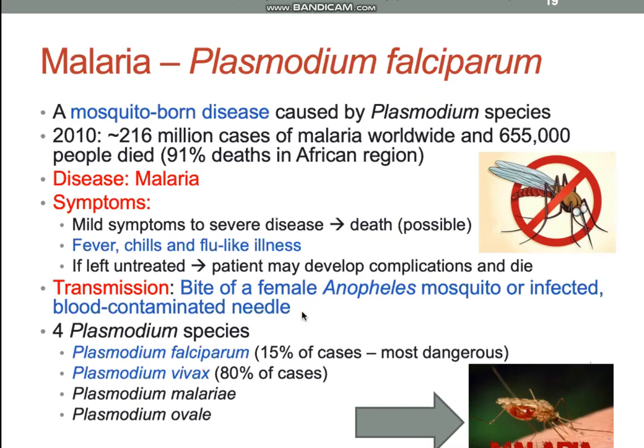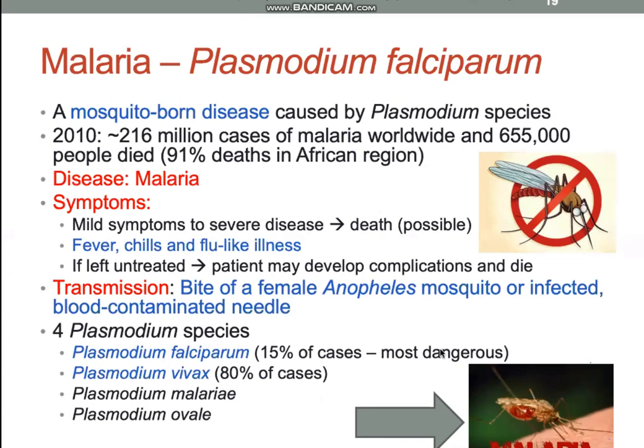I think it's important to remember the name. So this one is called the Anopheles mosquito. Usually it is infected, so it carries the infective stage. When it comes and bites you and feeds on your blood, then it will inject the parasite.